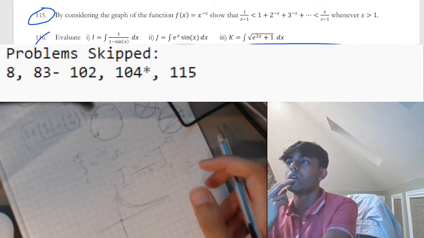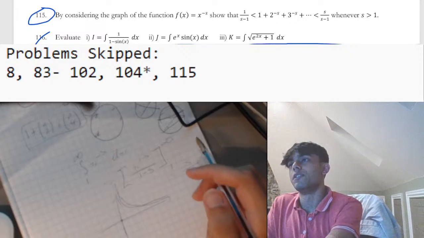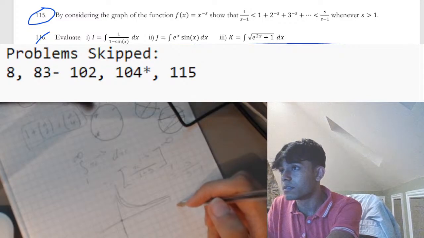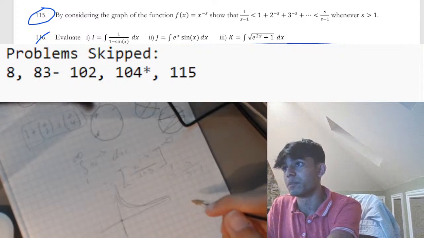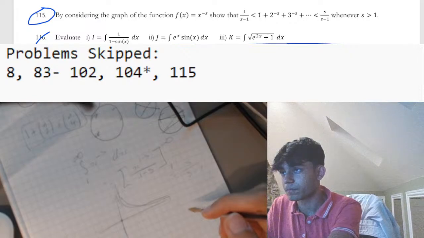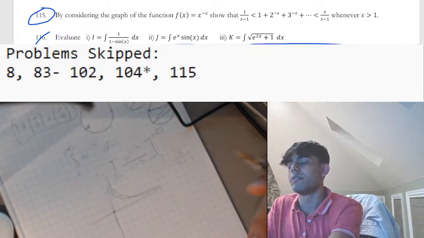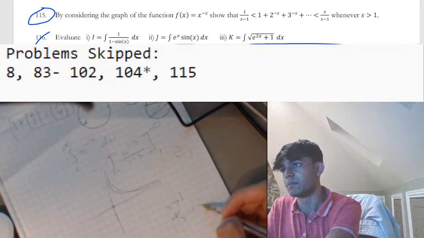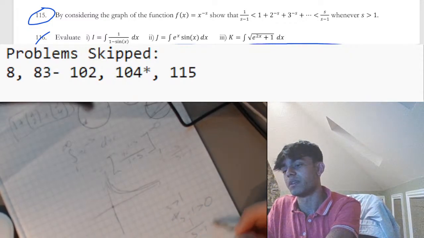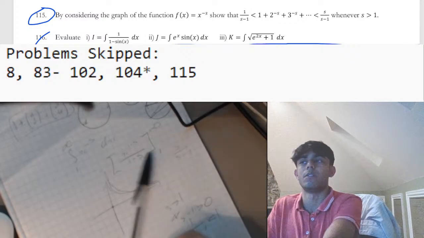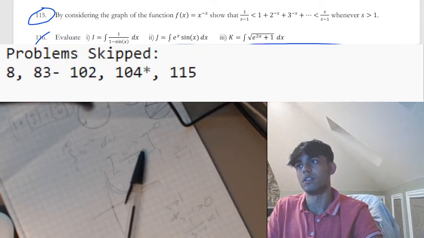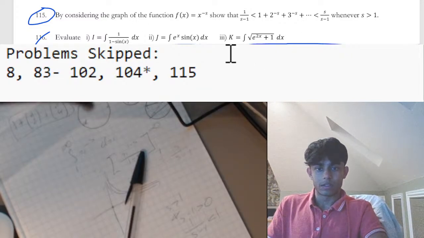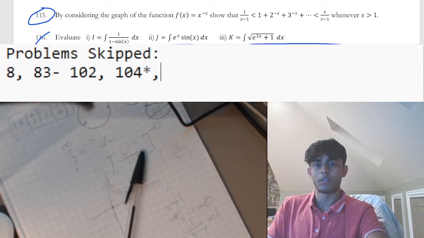And then for the other part, you show it's bigger than 1 over s minus 1. If s is bigger than 1, then s minus 1 is bigger than 0, so 1 over s minus 1 is less than 1. And you have 1 in this sum, so the lower bound is obviously true. Okay, so we did 115. Nice.